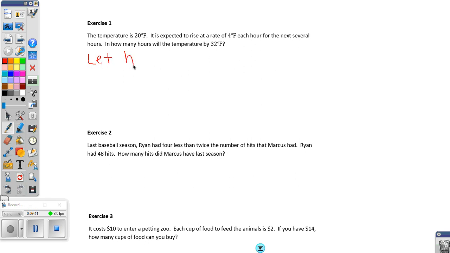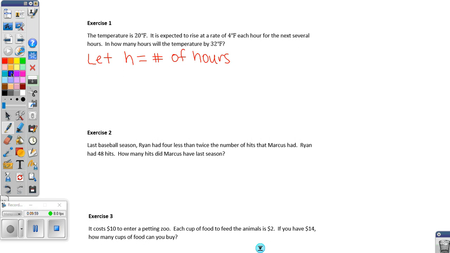So our variable is, I'm using H, but you can use any letter that you would like. I'm going to say let H equal the number of hours. So they said, and how many hours will the temperature be 32 degrees Fahrenheit? So the number of hours is the unknown number.